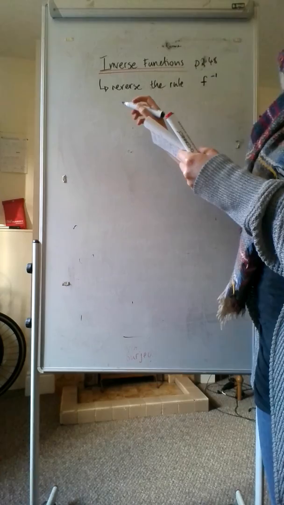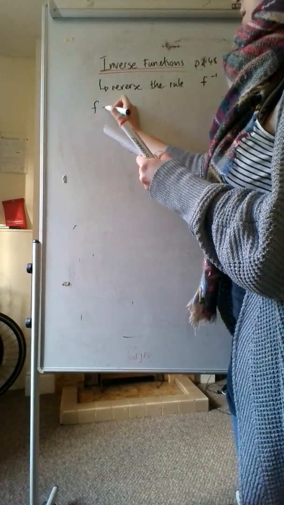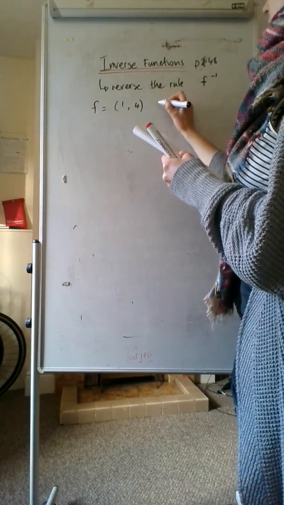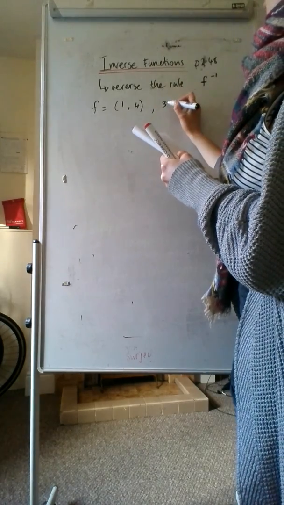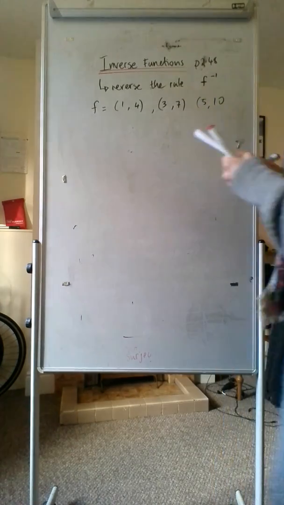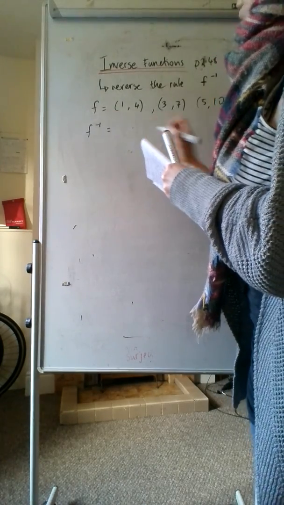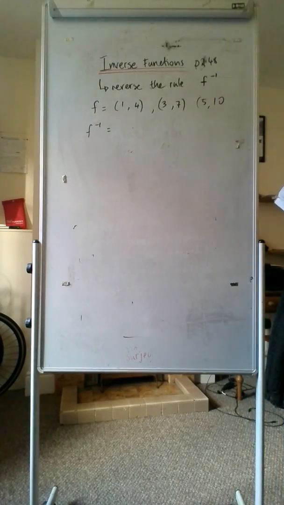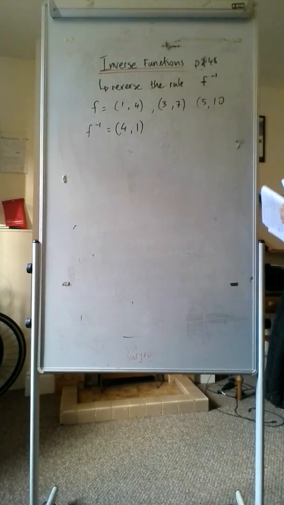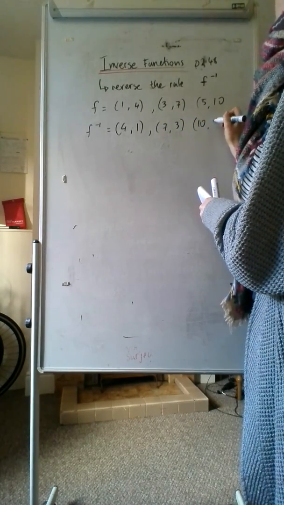Anyway, I'm just going to give you a little example here. Let's say I gave you a few couples. So the function I have here has these couples: (1, 4), (3, 7), and (5, 10). If we wanted to find the inverse of it, you're going to switch the coordinates around. So this one will become (4, 1). The x becomes y, the y becomes x. This one will become (7, 3). This one will become (10, 5).